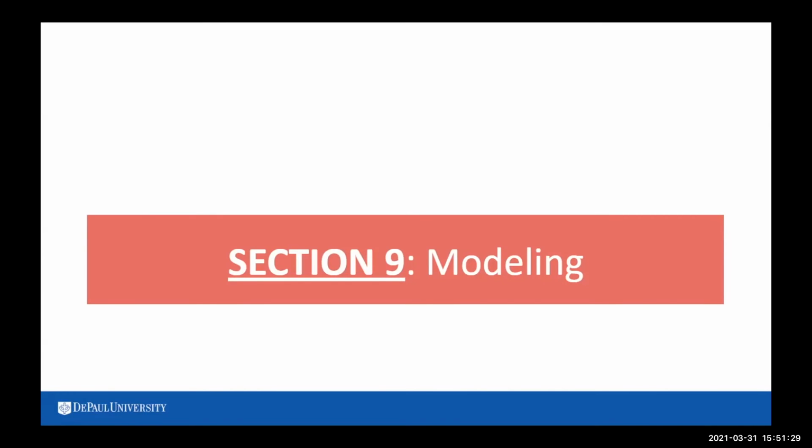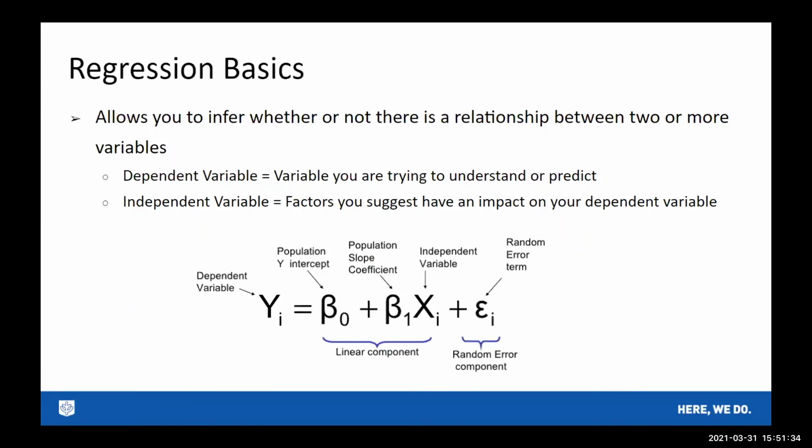All right. Our next section is modeling. Again, pretty complicated stuff here in regression analysis. Whenever you're running a regression analysis, you're trying to figure out whether or not there's a relationship between two or more variables. So you could be trying to predict something. If you want to predict house prices based off of the number of bathrooms and the square footage, that would be something you could use linear regression for.